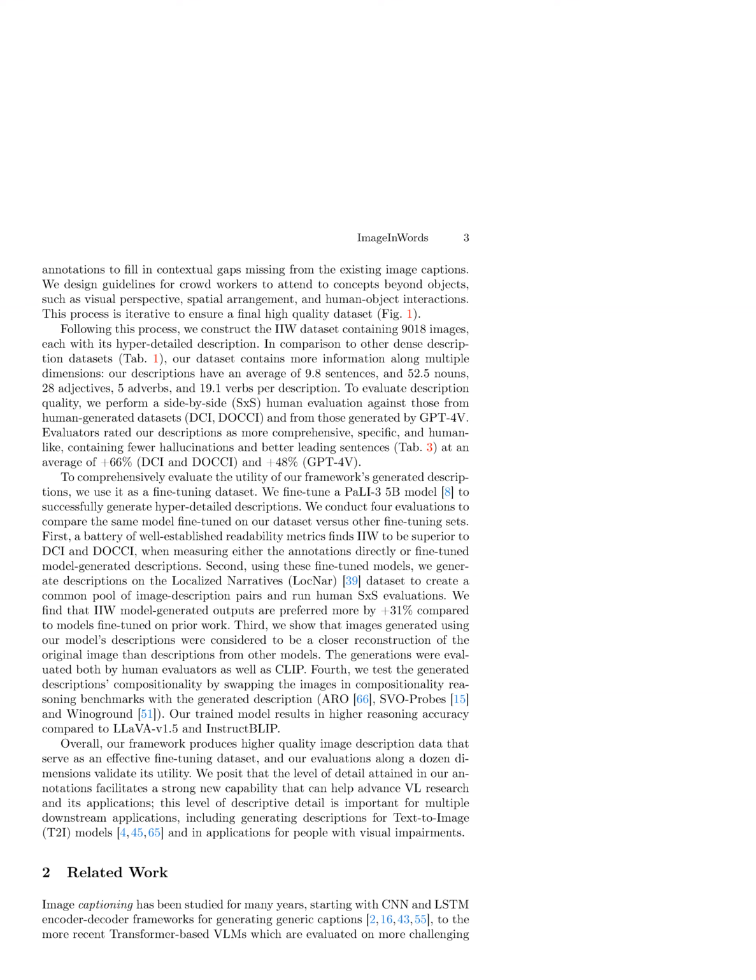Human evaluations rated IIW descriptions as more comprehensive, specific, human-like, containing fewer hallucinations, and having better leading sentences compared to DCI, DOCCI, and GPT-4V descriptions by an average of plus 66% for DCI and DOCCI, and plus 48% for GPT-4V. The IIW fine-tuned model outperformed models fine-tuned on DCI and DOCCI in terms of readability metrics, human SXS evaluations, and downstream tasks like text-to-image T2I model image reconstruction. The IIW model generated outputs were preferred by plus 31% compared to models fine-tuned on prior work.